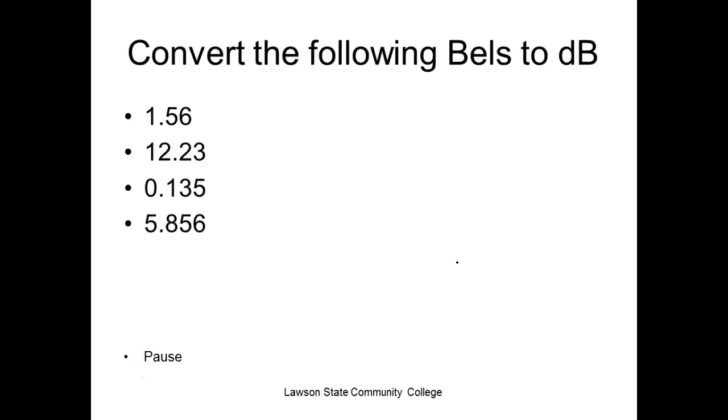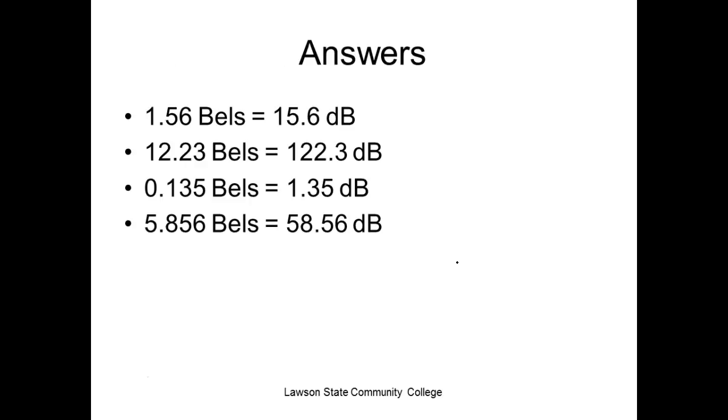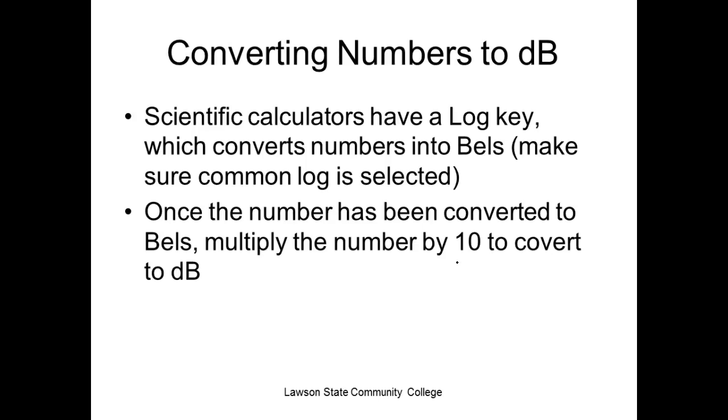So convert the following bels to dB. This should be pretty easy. So what would the first one be? 15.6, good. 122.3, right? 1.35, right? 58.56. Are we okay? Are we okay? Scientific calculators have a log key which converts the bels into that. You've also got a 10 raised to some power, right? Are we okay?